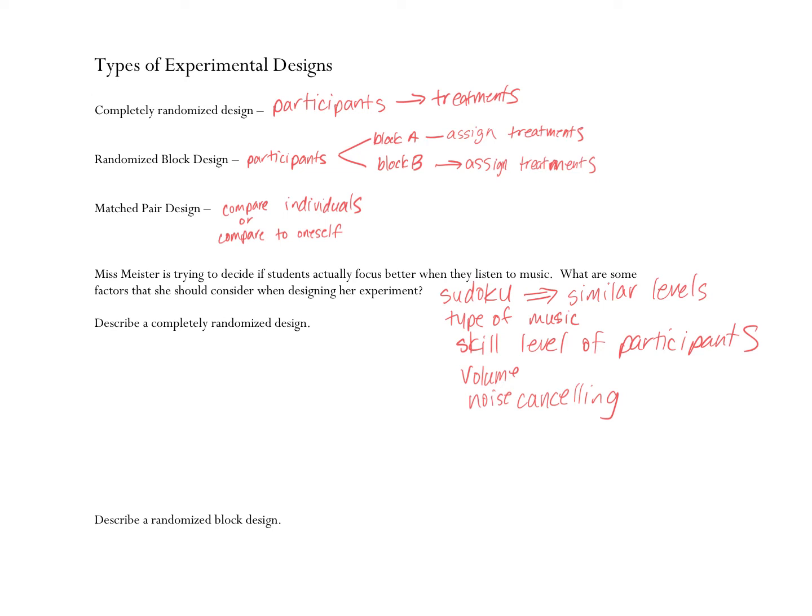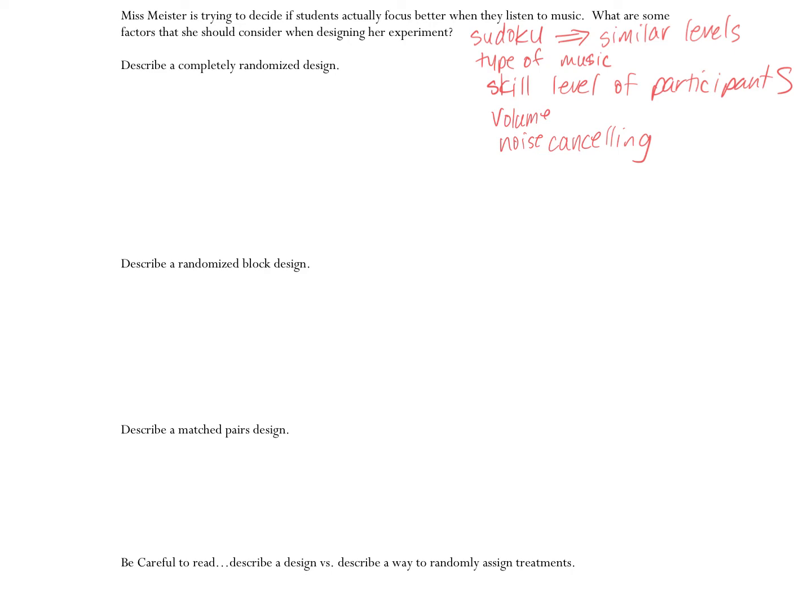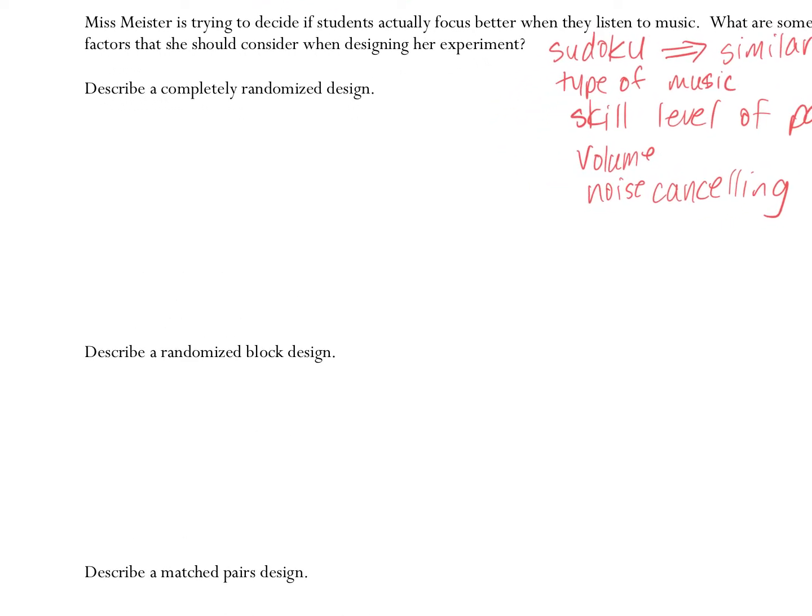Cool. So let's go ahead and design our experiment. So let's go ahead and talk about a completely randomized design. And so here's what I would do. I would take all these controls that we just talked about. For a completely randomized design, maybe what I'll do is have everybody listen to the same type of music. Like everybody listens to classical or everybody listens to Taylor Swift.